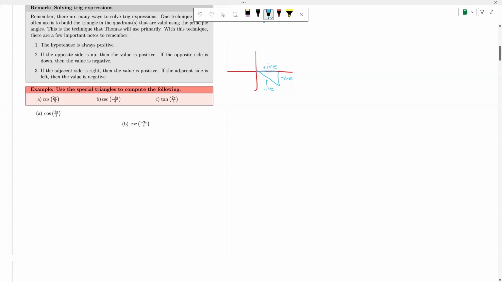Whereas if we draw this triangle here, this would be positive because my hypotenuse is always positive. But this here is negative, and this is positive. Okay? We can continue to draw our chart.